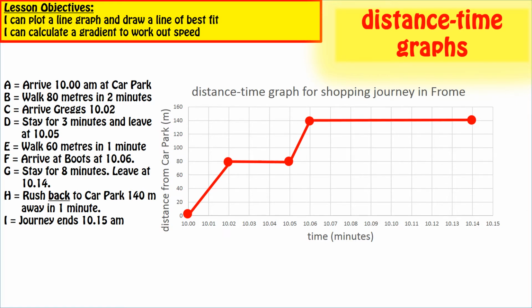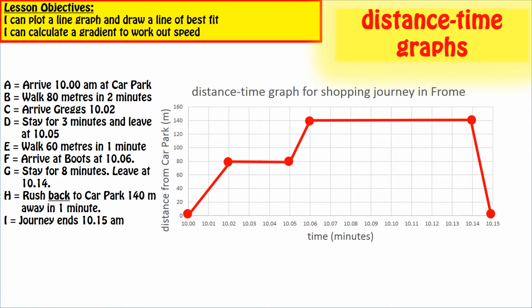And then we rush all the way back to the car park, and it only takes 1 minute. And then we connect that up. So what you can see is at the end of the journey at 10:15, we are 0 metres away from the car park because we've ended up back at the car park itself.